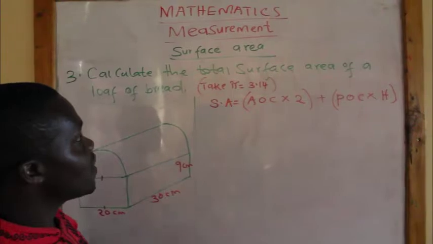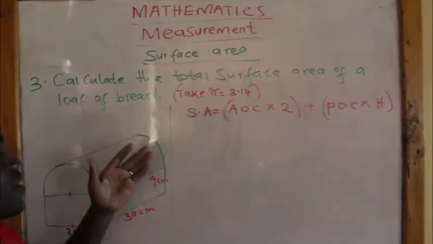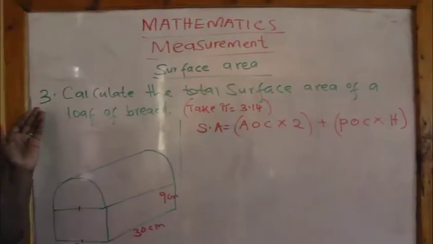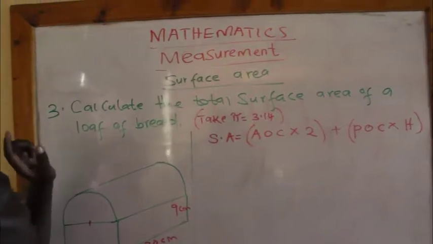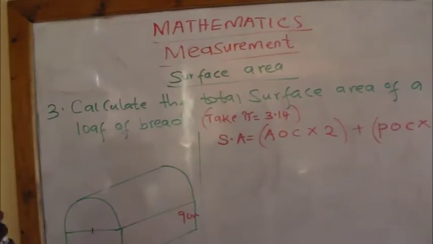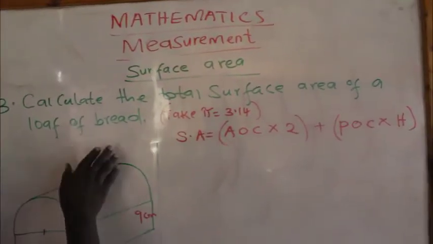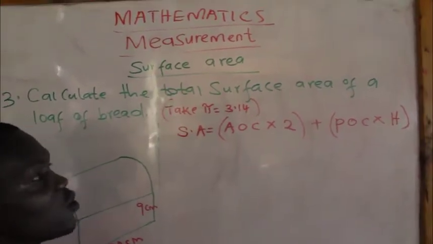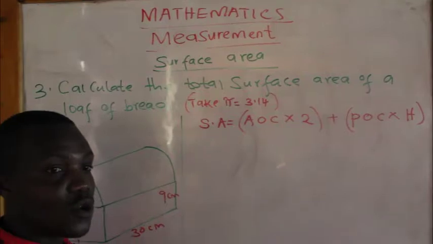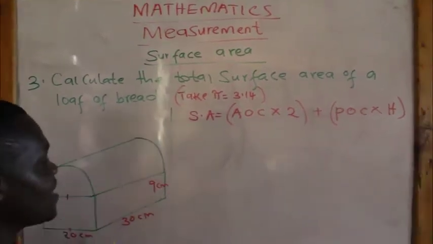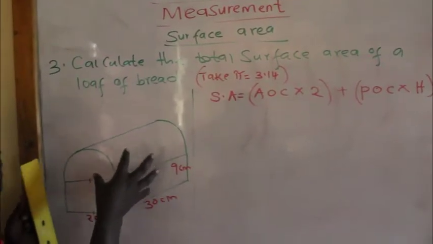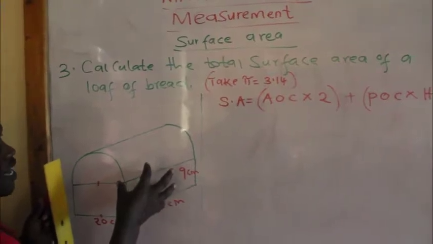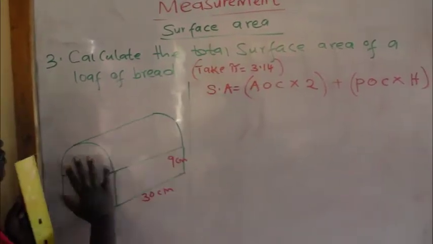The question number 3, we are still tackling challenges related to surface area. So the question number 3 states: calculate the total surface area of a loaf of bread. I know most of the time you always take tea with bread. So you know a loaf of bread, how it looks like. This is how a loaf of bread looks like. So we are going to calculate the surface area of this loaf of bread.